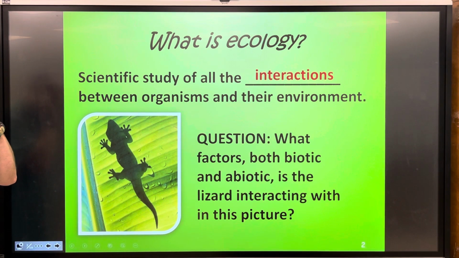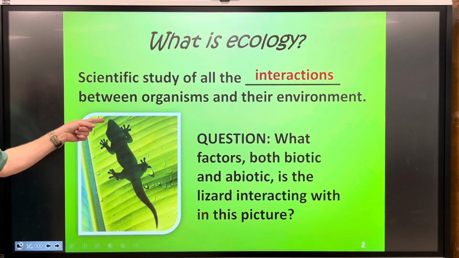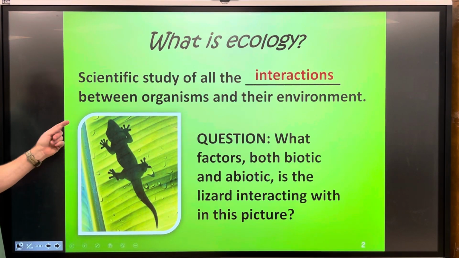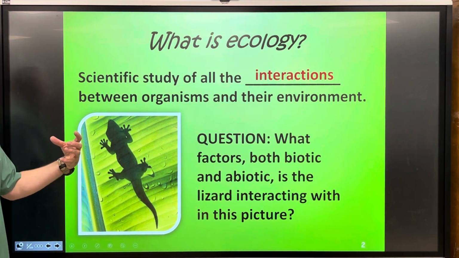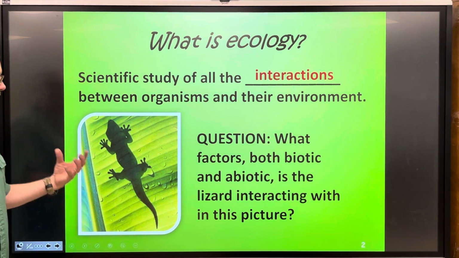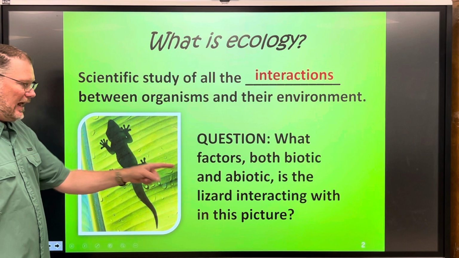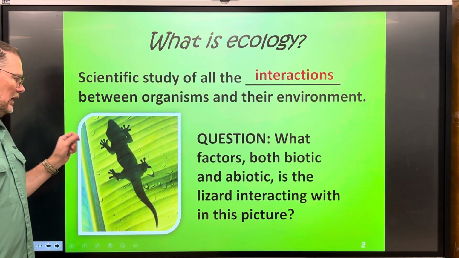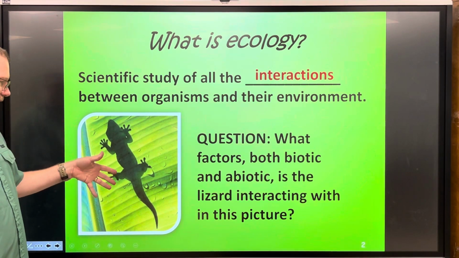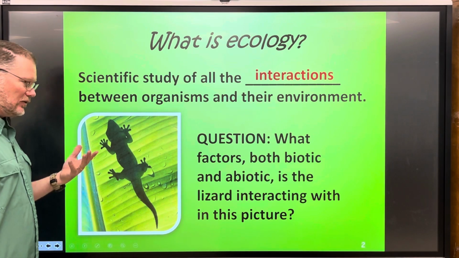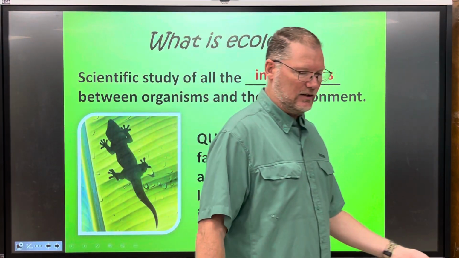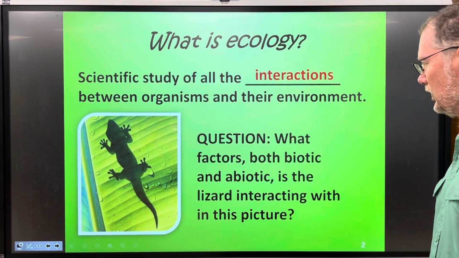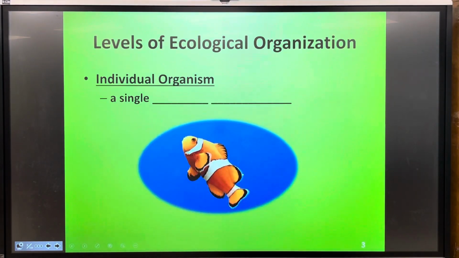Can you see anything else? How are you seeing this lizard through the leaf? What's shining on the leaf? Sunlight, okay? So sunlight is definitely an abiotic factor. And you can't see the air, but you know the air is there, so the air is also an abiotic factor. I don't see any other living things, so there's no other biotic factors.